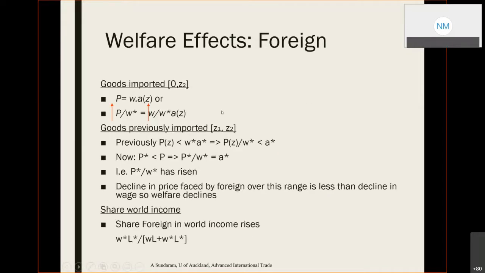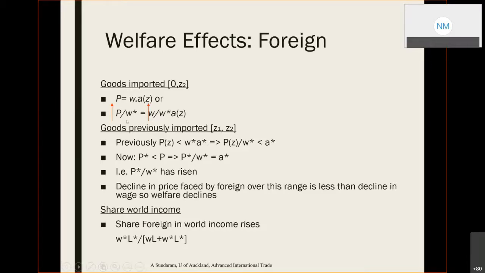So what happened to China, though? And I think someone here, if I remember, it came up in the chat box, someone picked this up. What is going to happen for China is very different, right? So let's again do this for these different sections. So the goods imported 0 to Z2, right? Note that if India is exporting, that is something that China is going to be importing. So for China, 0 to Z2 is a section where these goods are being imported. So that means it's the Indian price that applies there, right? So the Indian price for those goods is P equals W times A.